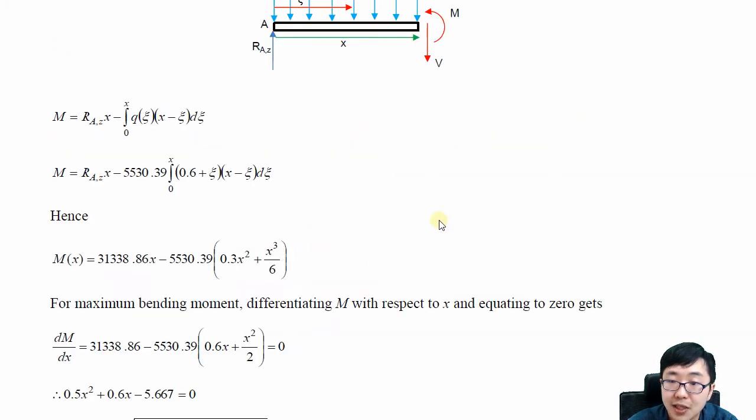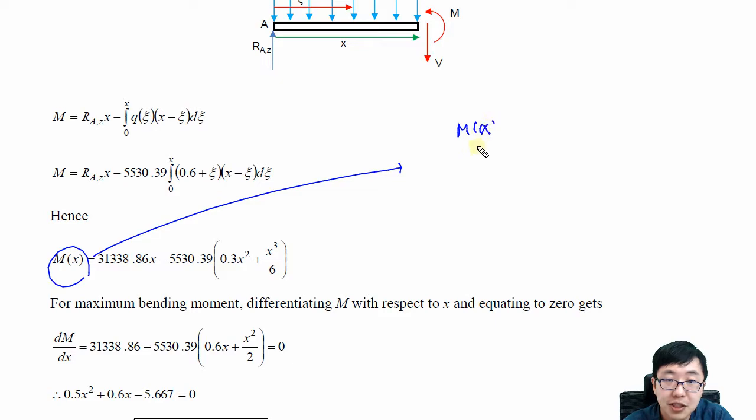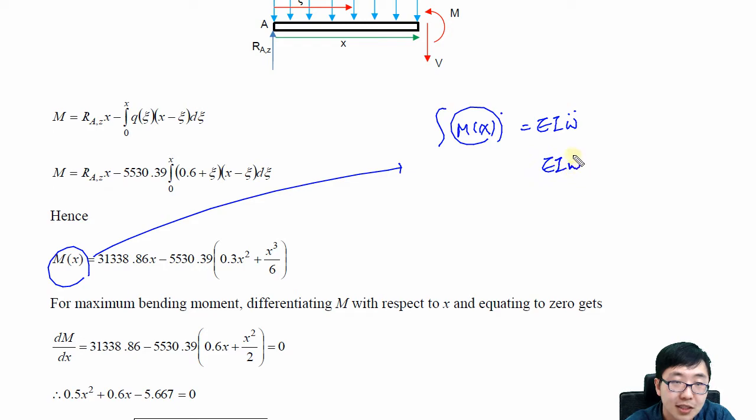So once we get this one, then think about it. We now have the moment function, and how do we get the rest? Once we integrate it, this is the same as EI times the slope, right? Then integrate it again so that we can get this one. The maximum bending moment comes from differentiating M with respect to the equation.